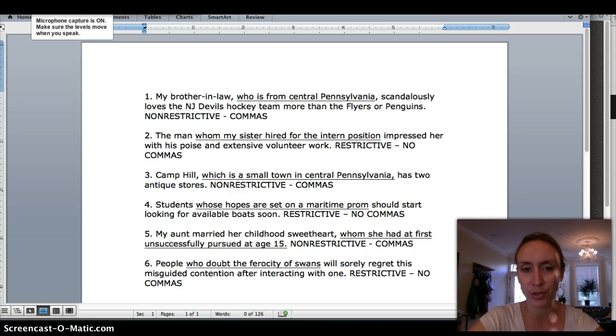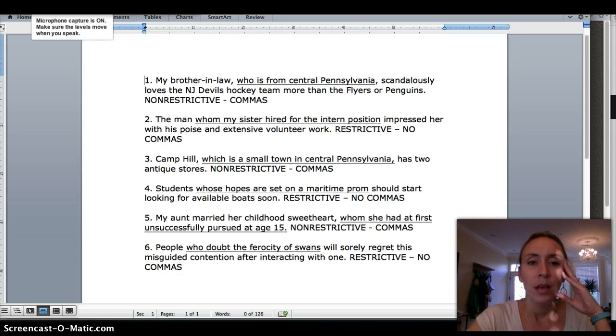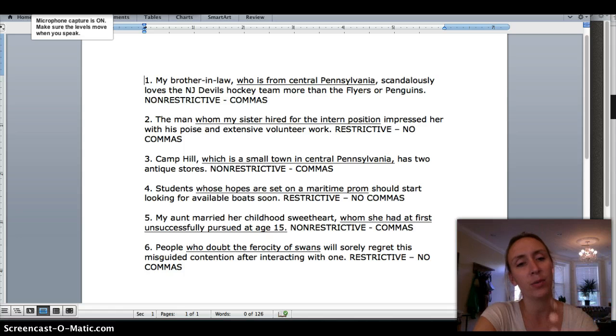I don't have two brothers-in-law, one from Milwaukee, one from Central Pennsylvania. The second one, the man whom my sister hired for the intern position impressed her with his poise and extensive volunteer work. In this sentence, we're identifying that it is restrictive. We don't need commas because we're identifying this is the man we're talking about here, the one whom my sister hired for the intern position. So it is restrictive.